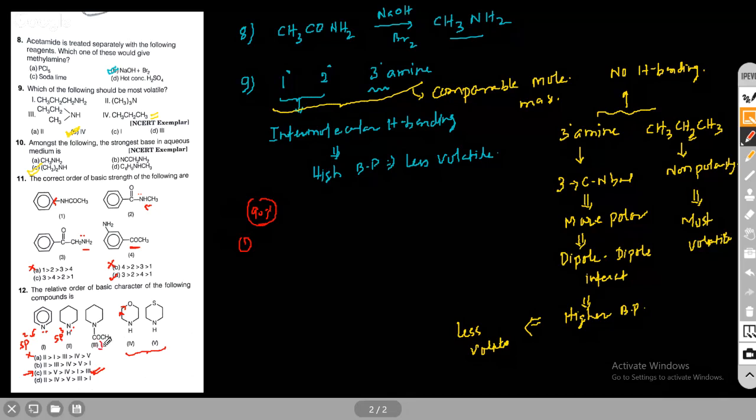This is an electron withdrawing group, EWG. Here we do not have any electron withdrawing group. Because of this nature, the electron density of the lone pair on this nitrogen atom will be less in comparison to this or this. So because of the nature of this electron withdrawing group, this is less basic.